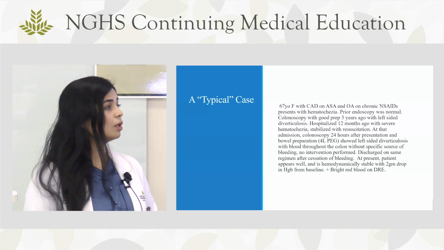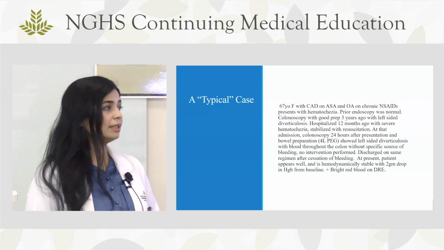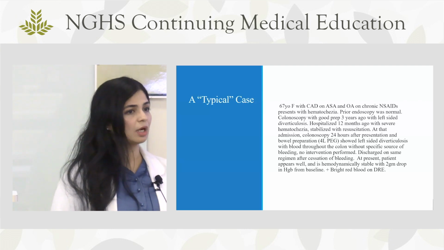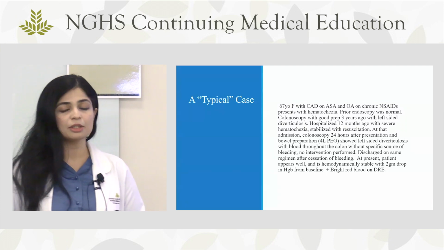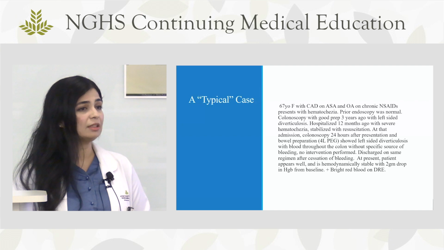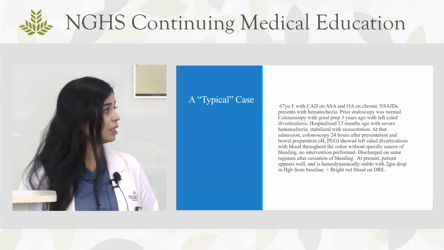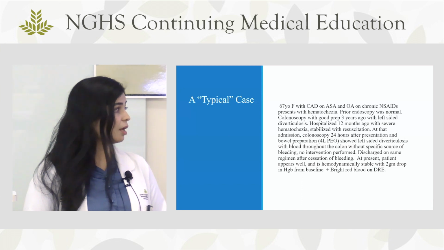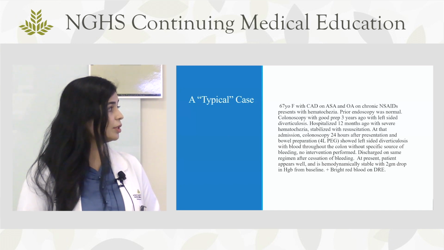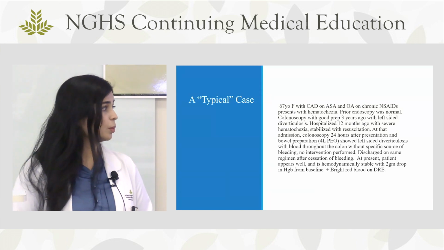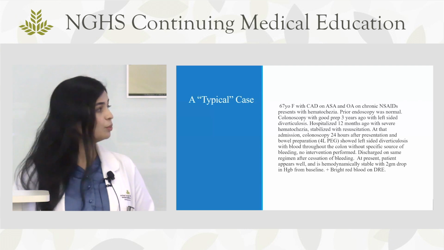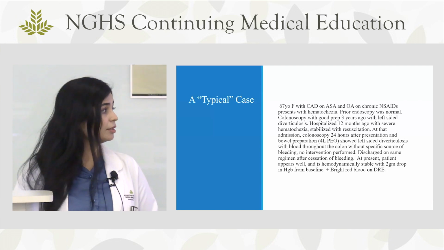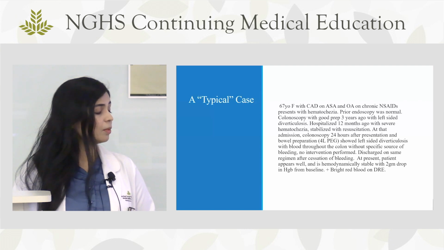She was stabilized with some resuscitation, and then she had a colonoscopy within 24 hours of that hospital admission, which just showed some diverticulosis and some blood throughout the colon, but no specific bleeding source was identified in that colonoscopy. Now, she was discharged after the bleeding subsided and no intervention was performed. And now she's presenting to you again a year later with similar complaints, which is bright red blood per rectum, hematochezia. She has dropped her hemoglobin by 2 grams, but she's hemodynamically stable. And there is bright red blood per rectum on DRE.